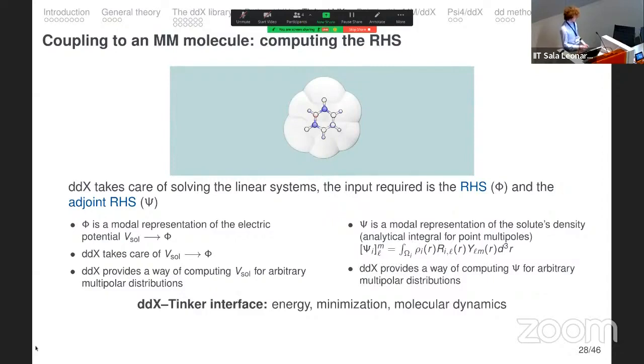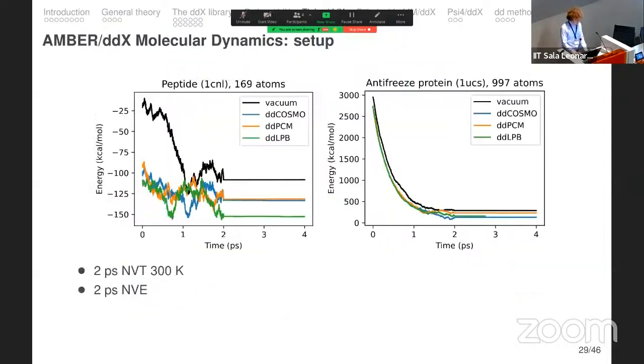And so we coded this Tinker interface using directly the Fortran routines of our code, as Tinker is written in Fortran. And by now we have available energy, geometry minimization, and also molecular dynamics for Cosmo, PCM, and linearized Poisson-Boltzmann.